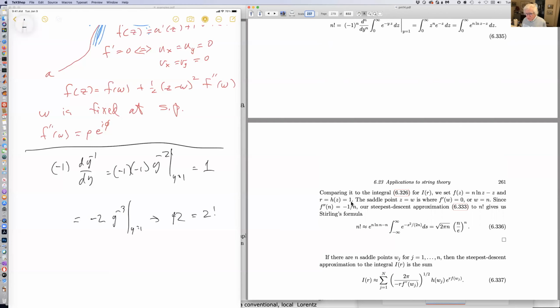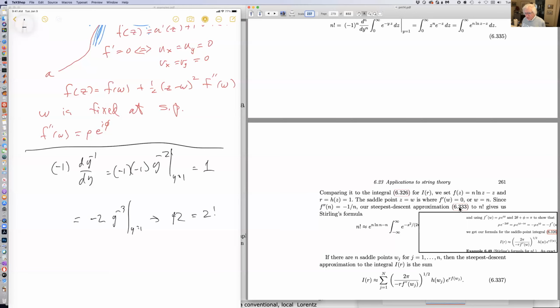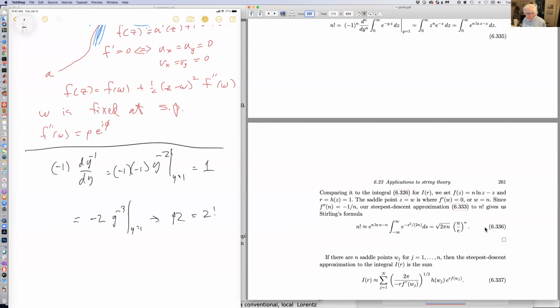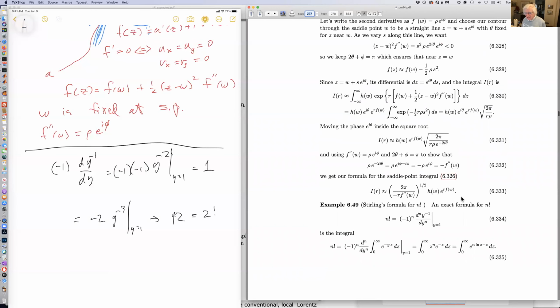The saddle point is where f prime vanishes. If you differentiate with respect to z, you get n over z minus 1 equals 0. So z is equal to n is where it vanishes, and so we set w equal to n. Moreover, if we compute the second derivative at z equal to n, we just get minus 1 over n. So now we plug in the formula.